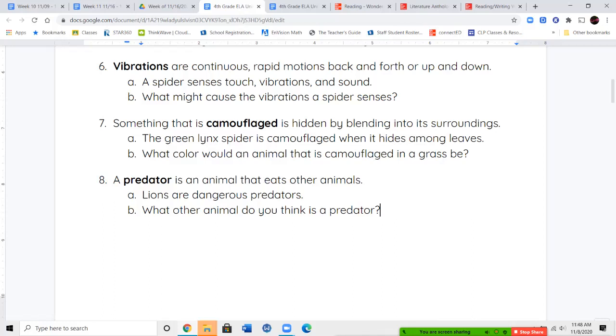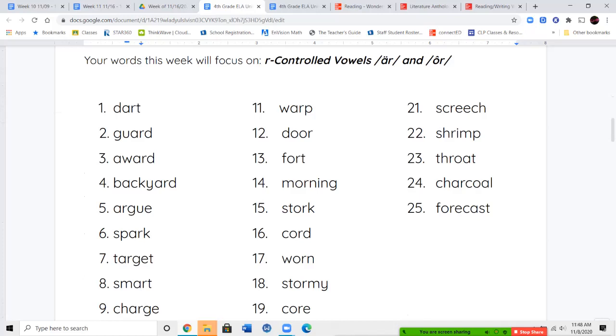So let's go into your spelling words for this week. Now this week you're focusing on what we call R-controlled vowels. R-controlled vowels are when there is a vowel letter before the letter R that gives it a stronger sound. So it's not just R. So you say R or R. So think of like a pirate, right?